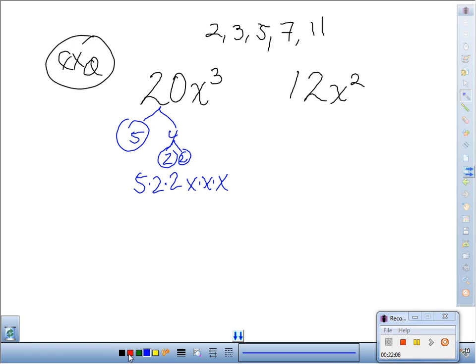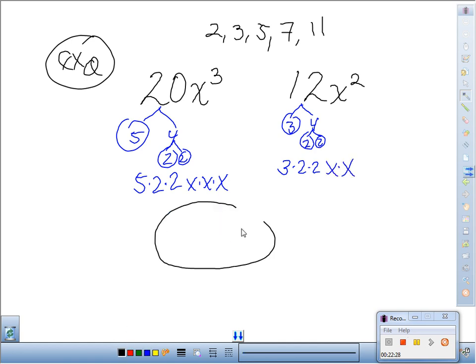You're like, oh, I know, right? Next one. How about the 12? Everyone. 3 times 4, and the 4 is 2 times 2. So this is 3 times 2 times 2, and the x in the expanded x squared is x times x. All right. 1 potato, 2 potatoes. This is for 20x cubed, and this one for 12x squared.